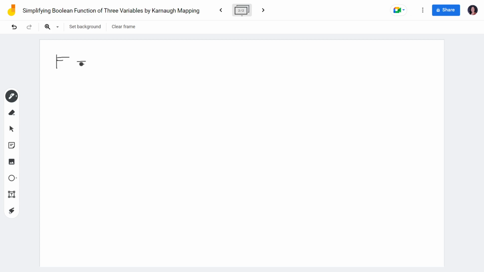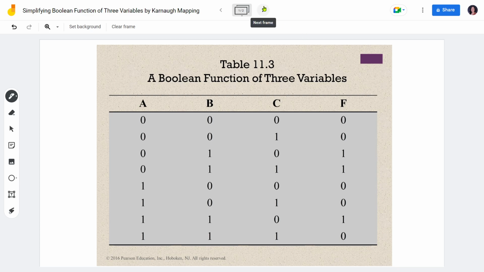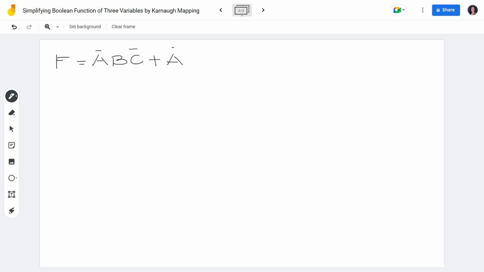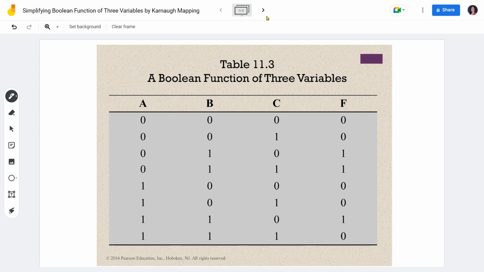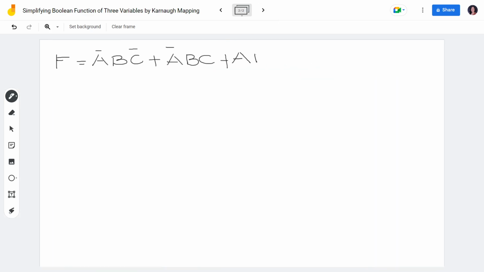Okay. F is equal to not A, B, and not C. Next we have 0, 1, 1, which is equivalent to not A, B, and C. And then the last one here is 1, 1, 0, or A, B, not C. Okay, this is our equation: F is equal to not A and B and not C, or not A, B, and C, or A, B, and not C. I did not put the AND operation because if there is no operation between these variables, it is automatically an AND operation.